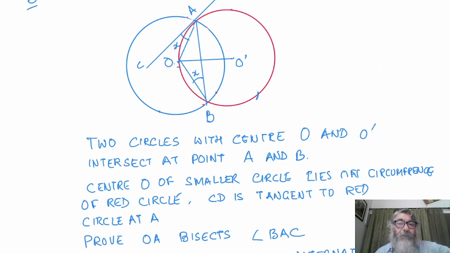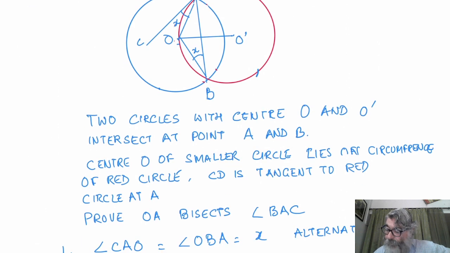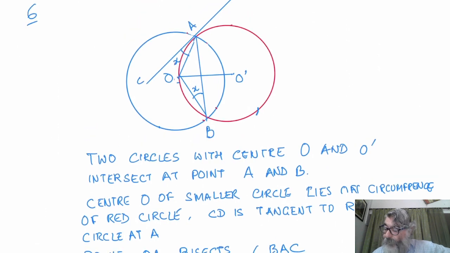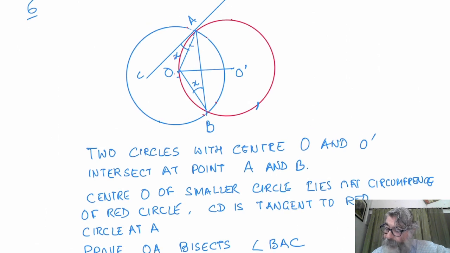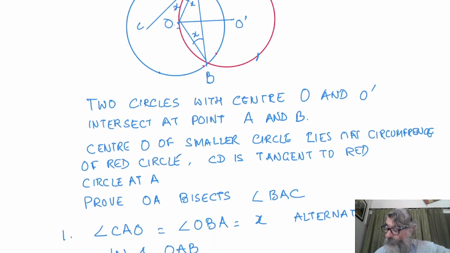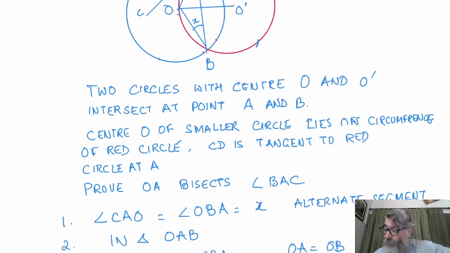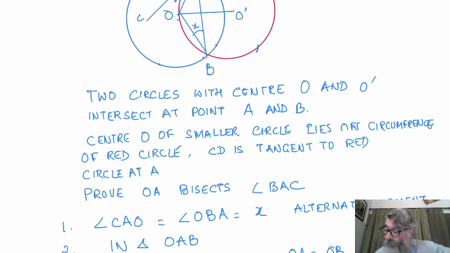Now, if you look at triangle OAB, angle OAB will be equal to angle OBA. Why? OAB and OBA are equal because OA and OB are radii. OA is equal to OB, radii, so OAB is equal to X also.